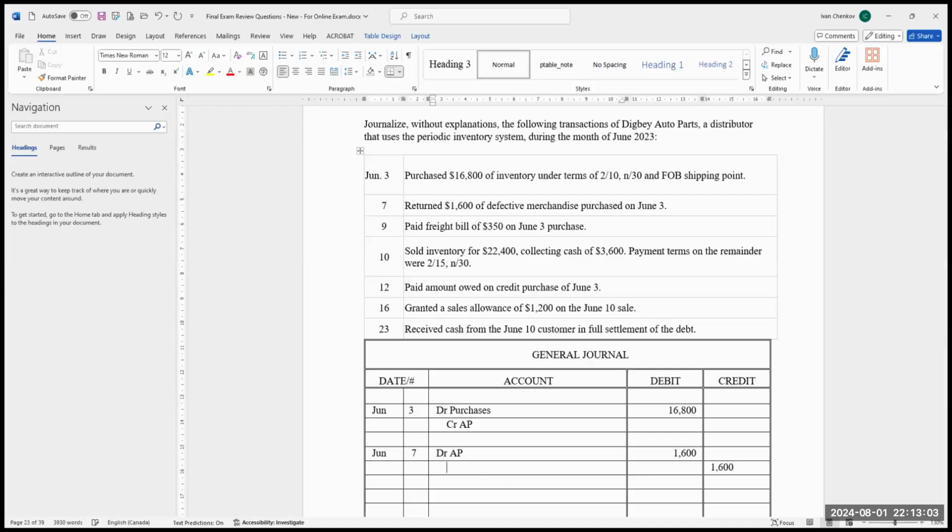So which account are we going to create in this case? In this case, we're going to create the purchase returns and allowances account.